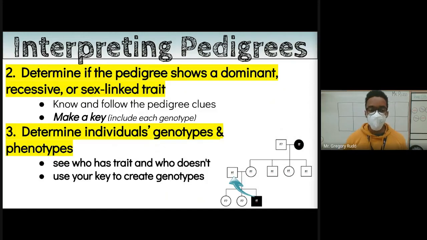It can also be helpful to make a key in these examples or in these problems, just to help organize your thoughts, but it's not as important as when we were doing these Punnett squares. Especially if you know what kind of trait the pedigree is showing. And then from there, you should be able to determine the genotypes and the phenotypes of individuals within the pedigree.